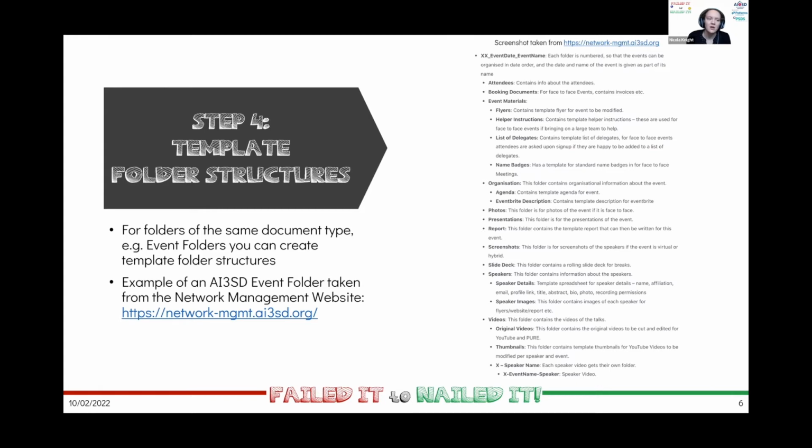So on this slide, we have an example from the AI3SD network event folder template. So this was originally set up for face-to-face events, and then this has been evolved to contain aspects for virtual events. We have a big overall template folder, and then we can copy and use the relevant subfolders that apply to that event. If you create folder structures and agree them among the team, this means that all the documents can be well structured and everybody always knows where they can find the relevant files. We'll cover some of the things about creating template documents, we'll touch on that in our next presentation later on.